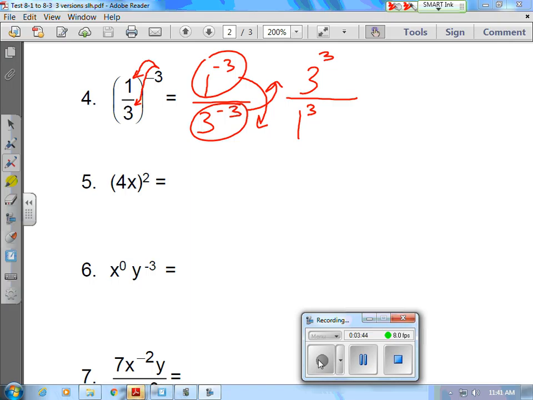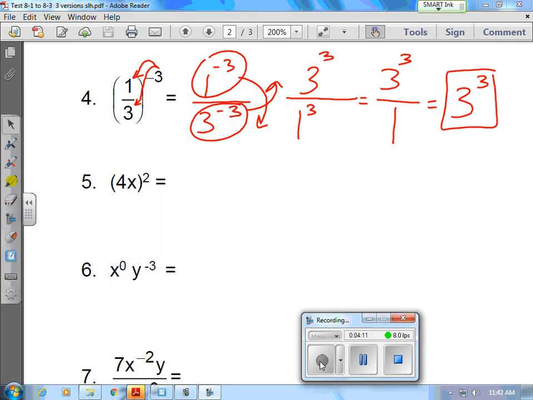1 to the +3rd, we should know that that's 1 times 1 times 1 is 1. Even if we don't know what 3 to the 3rd is. And anything over 1, you have a denominator of 1, you can leave it off. Just as easy as you can add it if you need 1 in the denominator, if you needed a fraction.